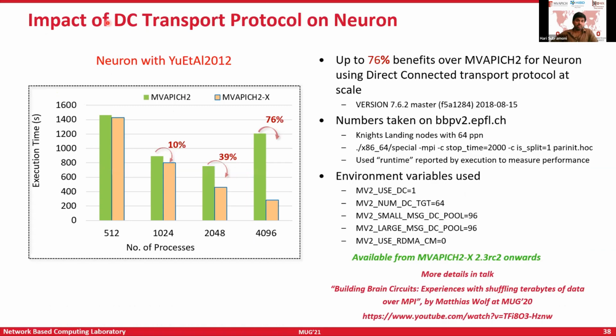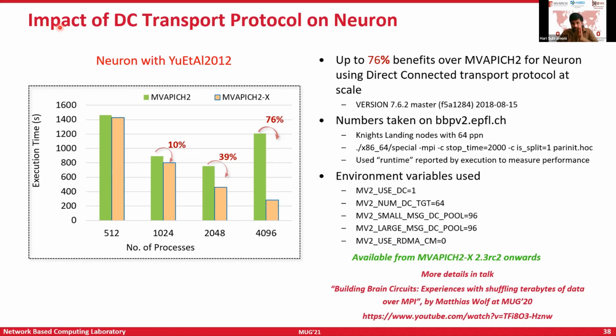So the first one is looking at the impact of the Dynamic Connected transfer protocol on Neuron. I mentioned earlier that we have UD and RC for the point-to-point selection, right? UD gives you good scalability. RC is good for performance, but not so much for scalability. But do you have a middle ground where we can get the best of both worlds? That is where DC comes in. It gives you the full feature set of RC, but with the scalability of UD.